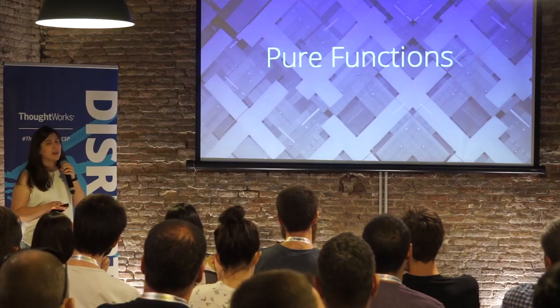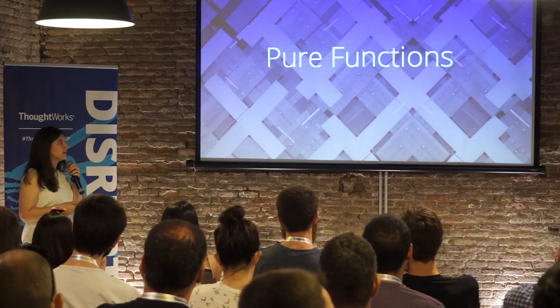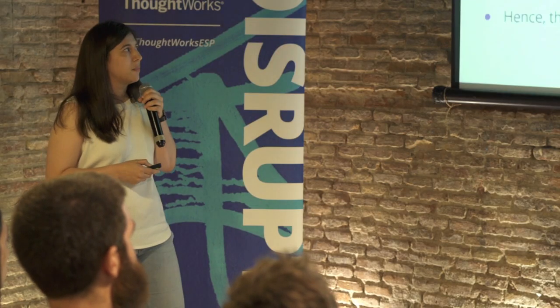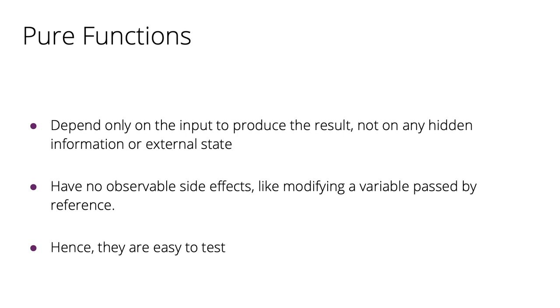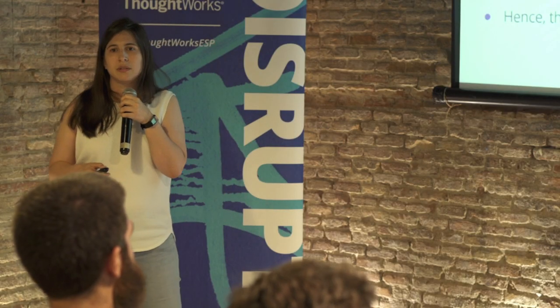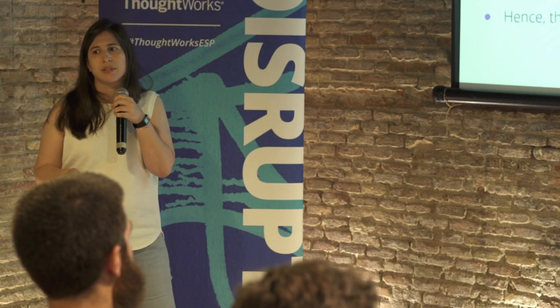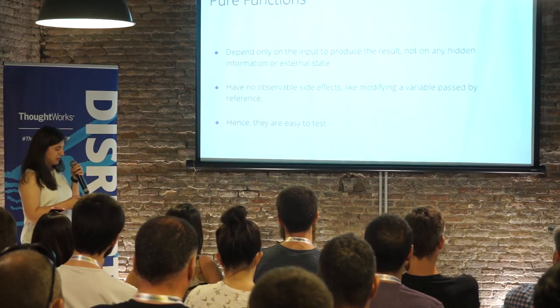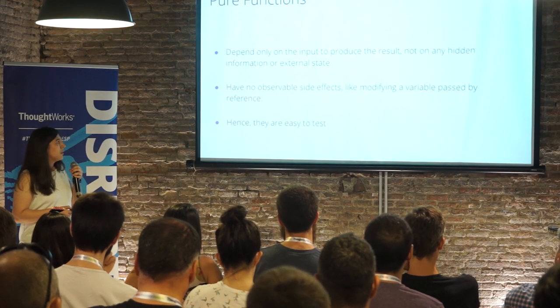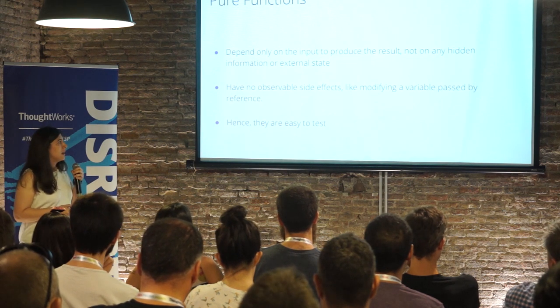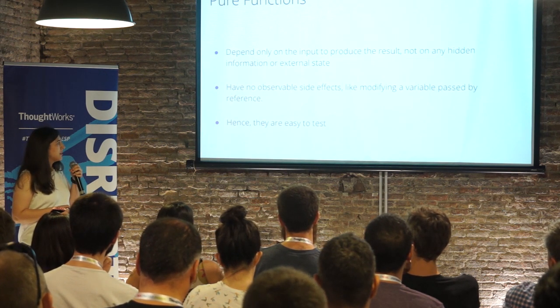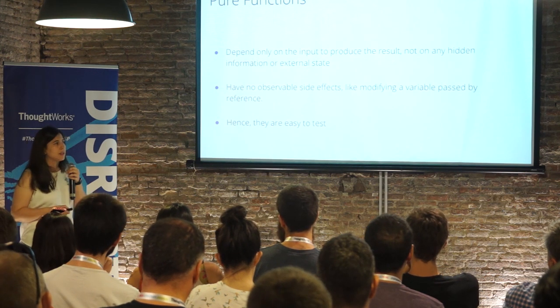Talking about functions, a concept not related specifically to Kotlin is pure functions. This is a concept that is commonly used in functional programming. Pure functions are the ones where every time that we put in the same input, we are going to obtain the same output. They don't depend on external factors, and they don't have observable side effects, like modifying a variable passed by reference, and for that reason they are easy to test.